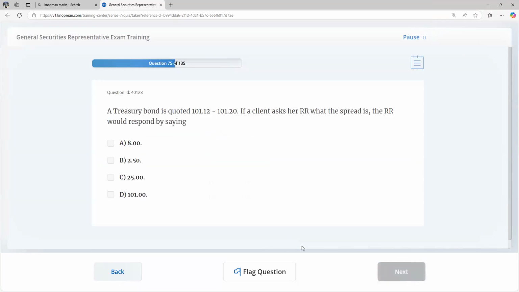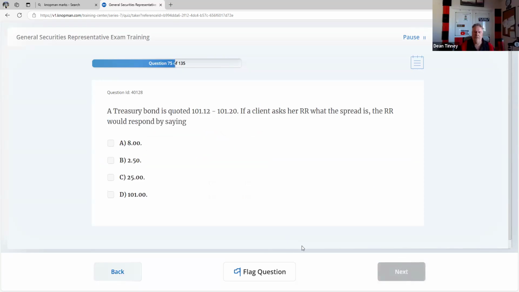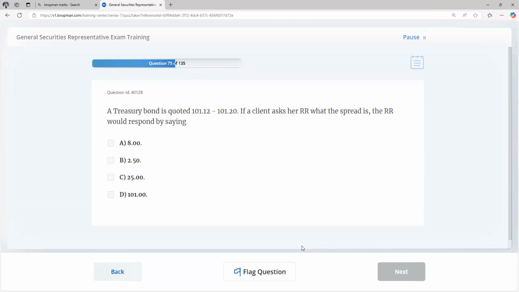A treasury bond is quoted at 101-12, 101-20. The client asks, what is the spread? You would respond by saying... Well, I need to do it really quick and then I can let you know. Is it 250? Right on.